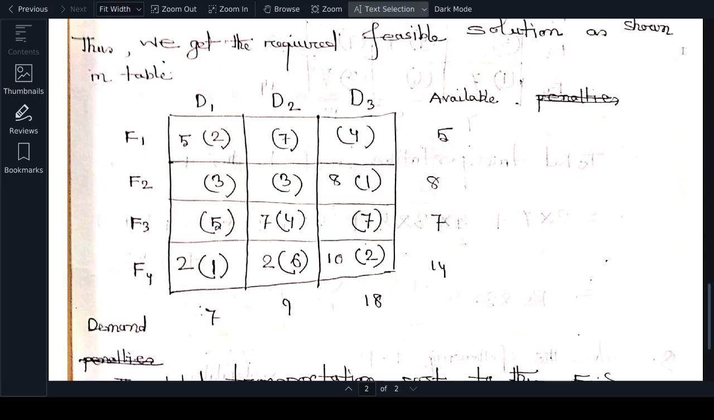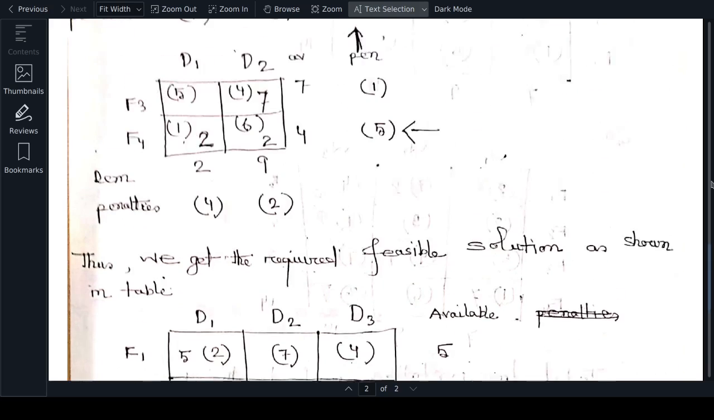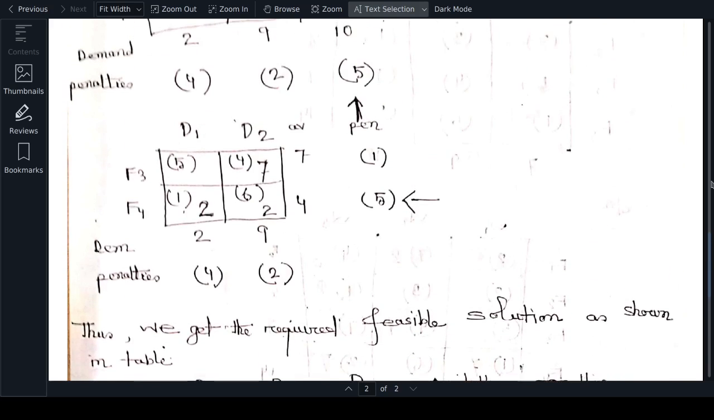So maximum penalty is what? Maximum penalty will be 5, right? So you enter in F4 column and you give the allocation. So allocation, 2 and 4, we shall give here 2. When we give 2, then you see D1 is completed. When D1 is completed, only D2 remains.